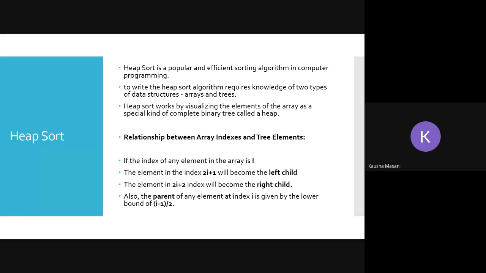Anyone? Temporary memory, okay. Complete binary tree, okay. We can say that it is one of a tree-based data structure. Your heap, just heap, okay, is one of your tree-based data structure.